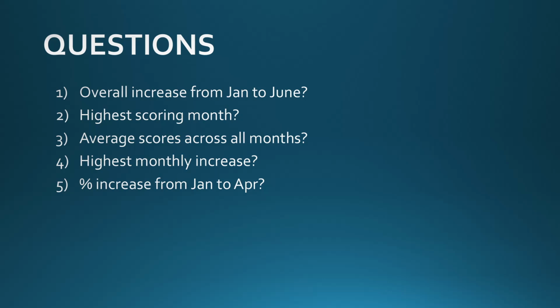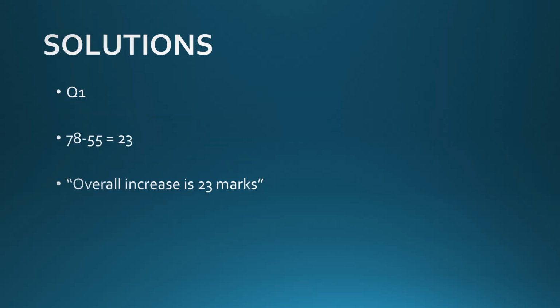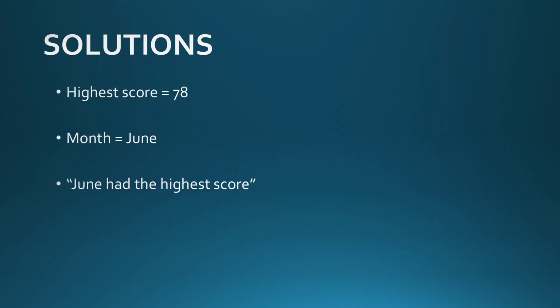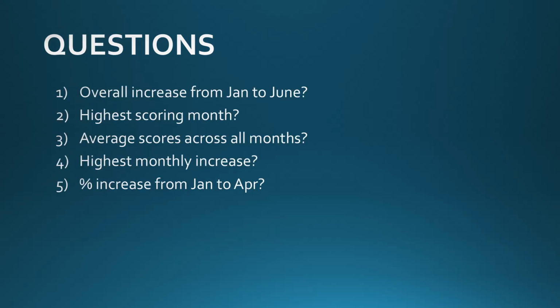First question, overall increase from January to June. So 78 minus 55, which is 23. So overall increase is 23. Next question, highest scoring month. So we'll just look at the scores. Highest is 78 in the month of June. So June has the highest score.